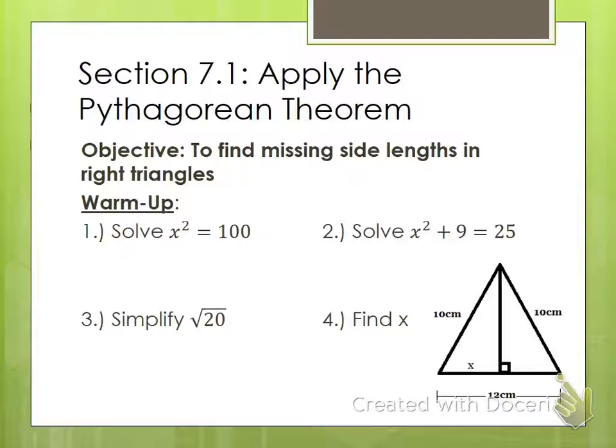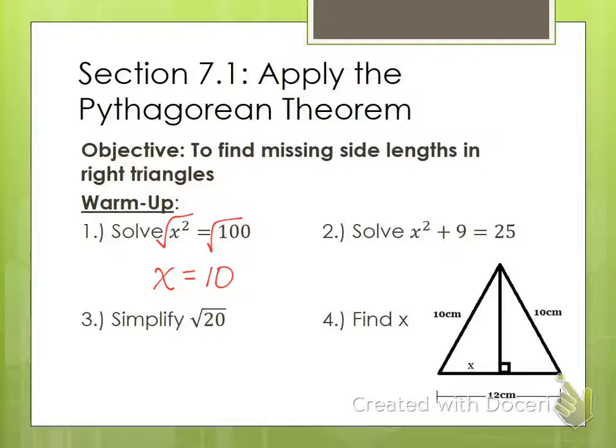For our warm-ups, we first need to solve x squared equals 100. To get x alone, we would square root both sides. X would equal 10. Now, when you solve problems with square roots next year in Algebra 2, you would have to put the plus or minus. Since we are talking about triangles and generally distances, we don't include the negative. We don't think about distance as being negative.